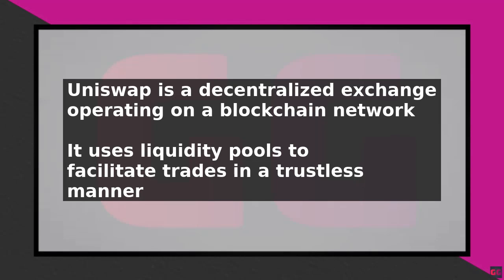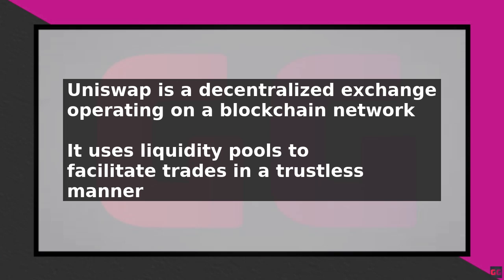Welcome to this comprehensive guide on how to use Uniswap, a decentralized cryptocurrency exchange that enables users to trade various digital assets in a trustless and permissionless manner. First, you need to understand the key concepts behind Uniswap. Uniswap is a decentralized exchange, meaning it operates on a blockchain network and is not controlled by any central authority.